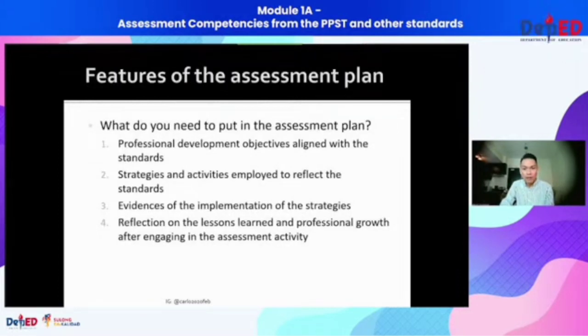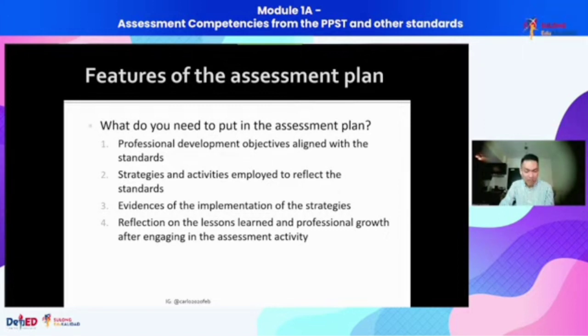Okay, so what are the features of the assessment plan? So what do you put in the assessment plan? There are actually 4 things that you put in your assessment plan. First, given each of the assessment competencies, you now start to think about what is your goal, what is your own objective in order to improve yourself on that particular assessment competency, especially if you are weak on it, or you need to maintain it, or you need to further enhance it. You state that by putting in your objective.